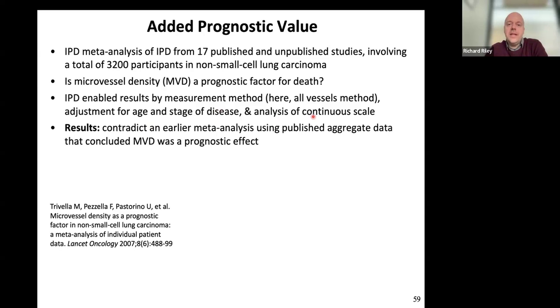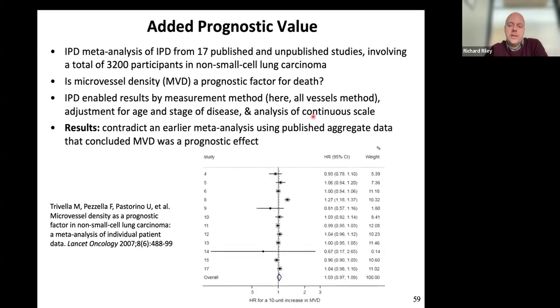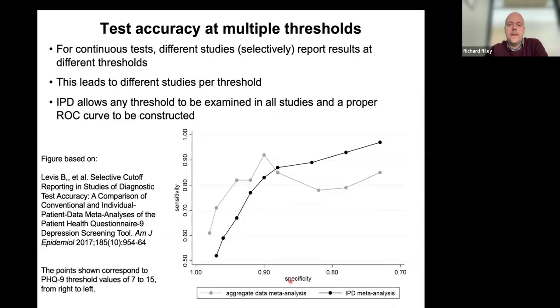Their findings completely contradicted an earlier meta-analysis that was based on aggregate data. That had suggested that MVD was hugely prognostic. When Trivella and colleagues did their IPD meta-analysis, this is what they found. Their summary result was very close to 1. After adjusting for age and stage and being consistent in the measurement method, there's no difference. So there's no effect of MVD. So again, IPD meta-analysis: more robust, more reliable, getting different answers.